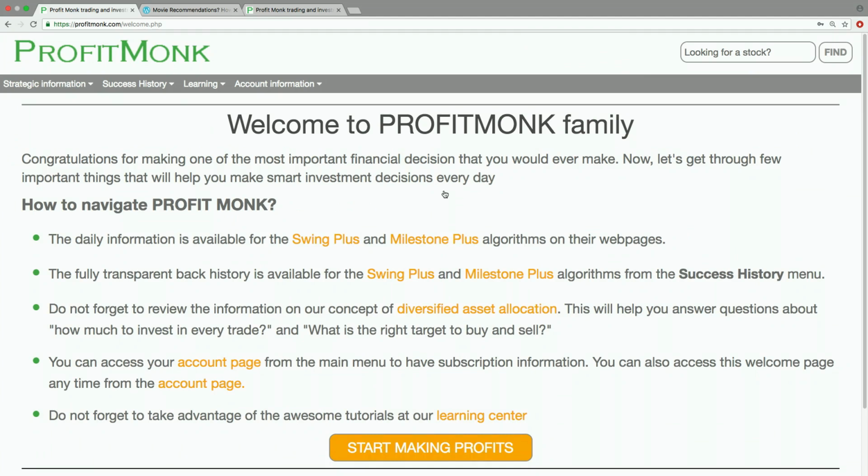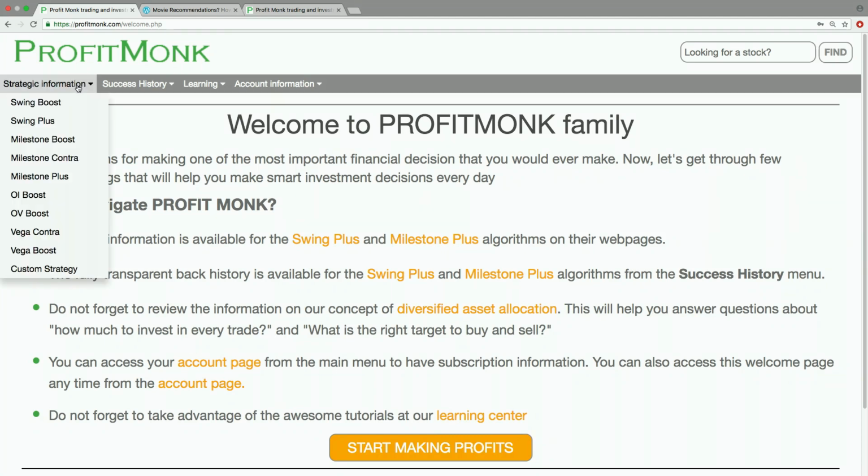Okay. So when you log in, and I have to fix this page, I have not fixed this page. When you log in, you come to the welcome page, and the welcome page is nothing but somewhere common for you to park. But all the information is here in the strategic information page. So every line in this list is a different algorithm.